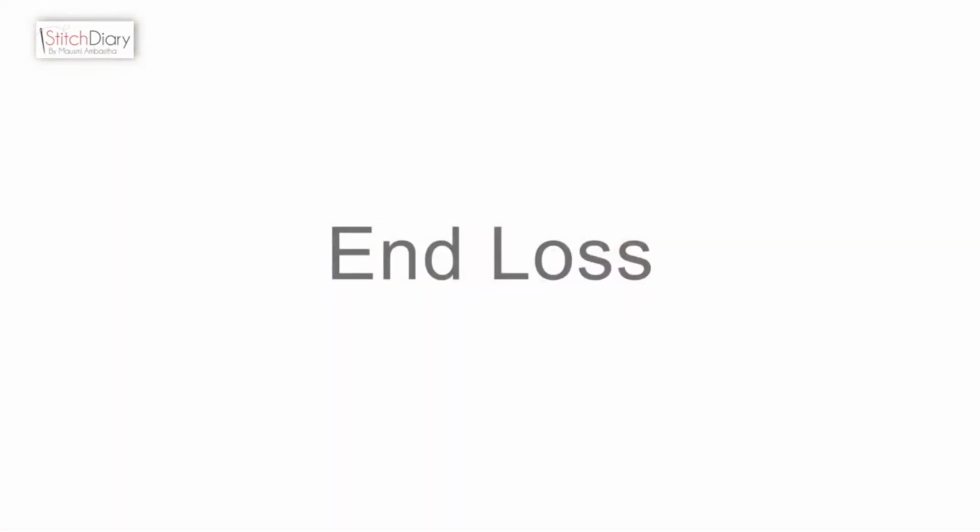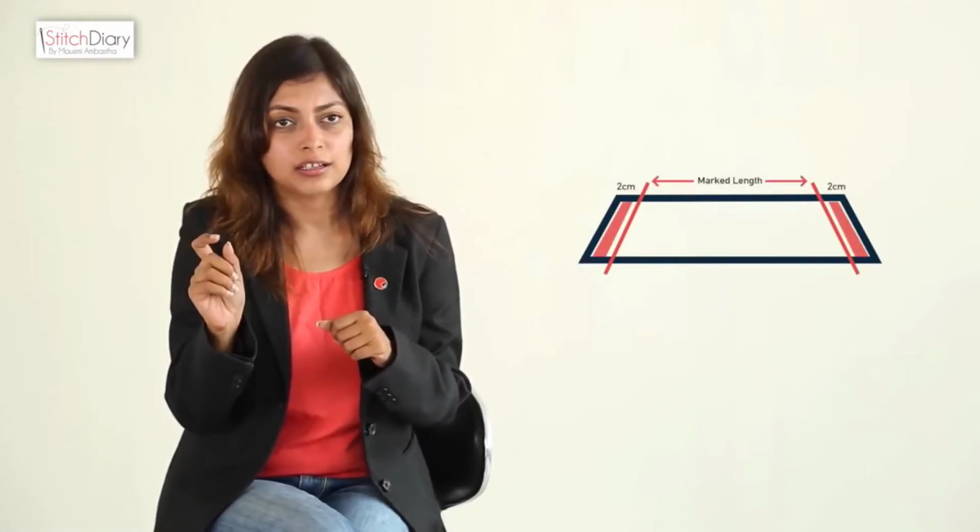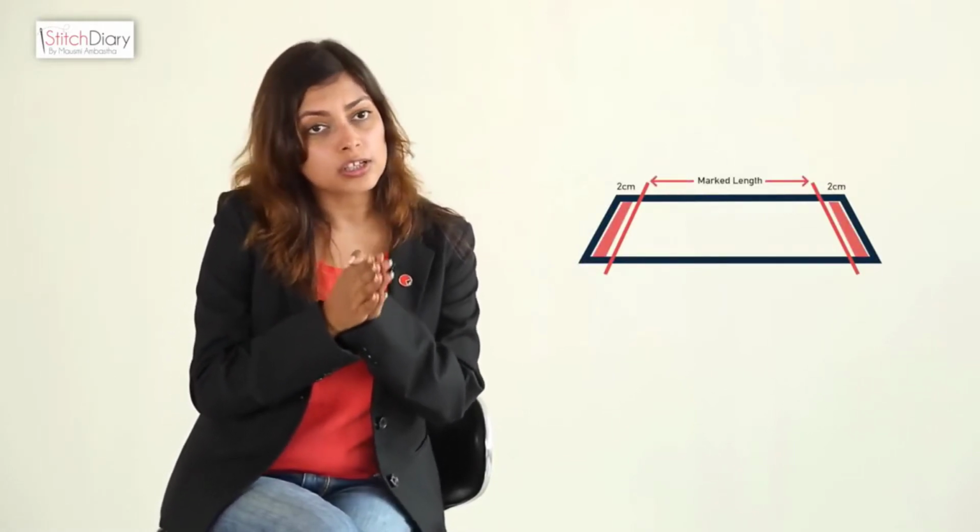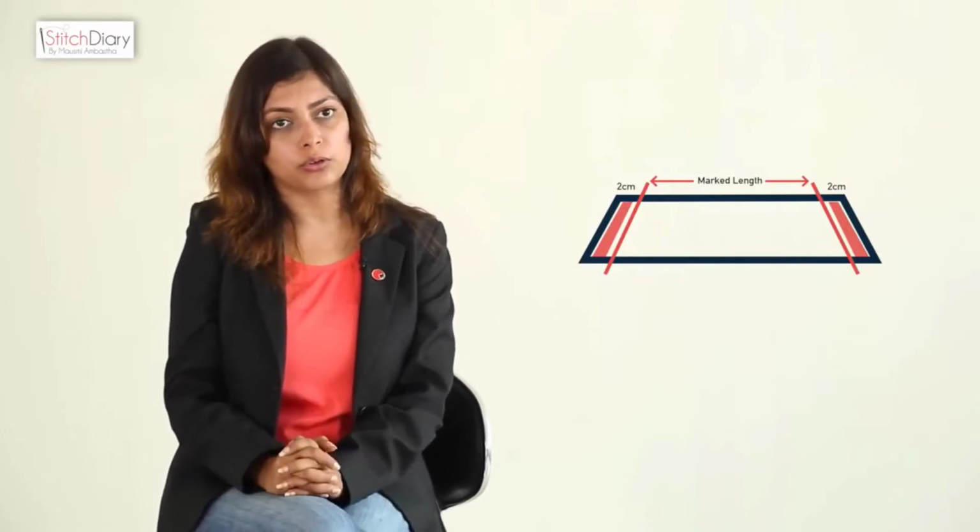The first waste we are going to talk about is end loss. How do we minimize end loss in the production floor? We need to standardize it. So if you are using straight knife to cut woven fabric shirting material, you can standardize it as 2 centimeters. And this will ensure process standardization on your production floor.